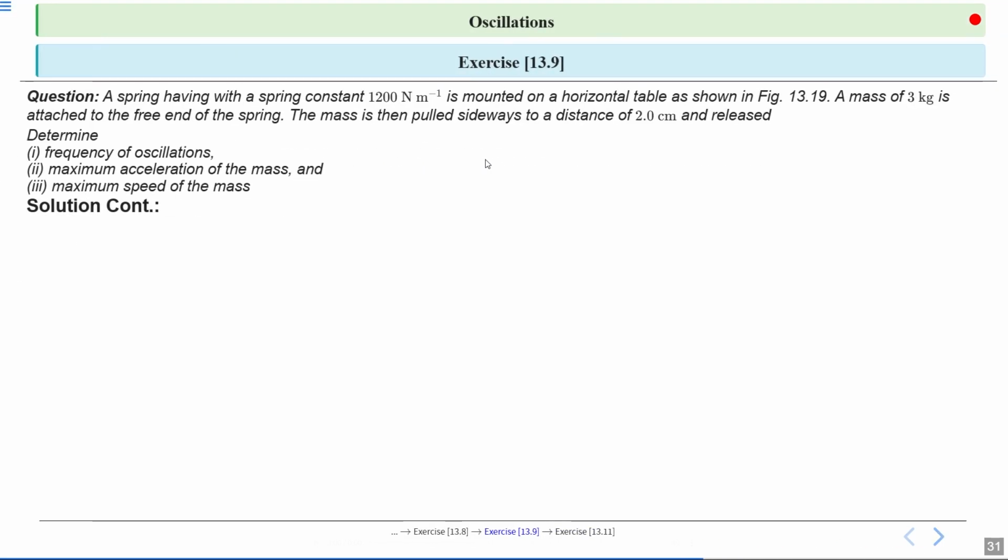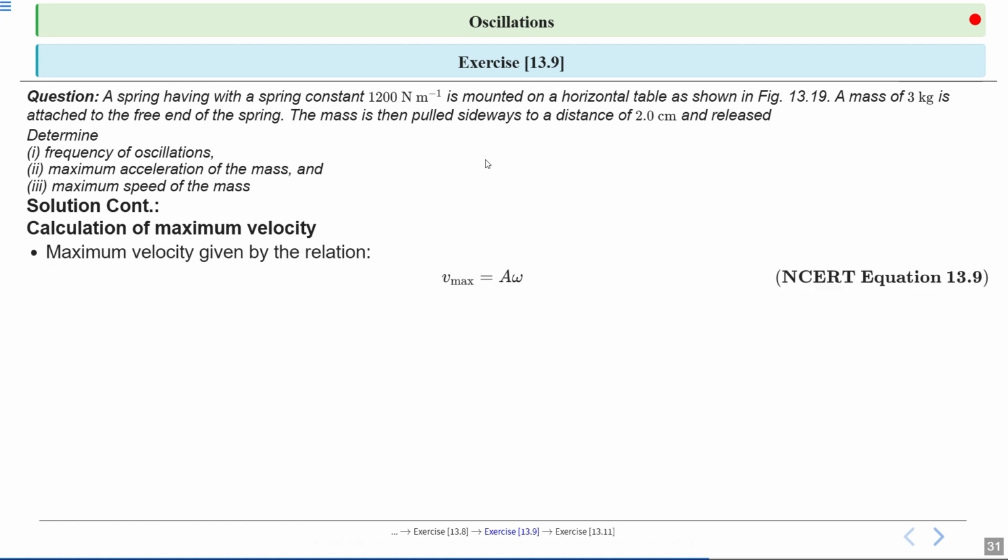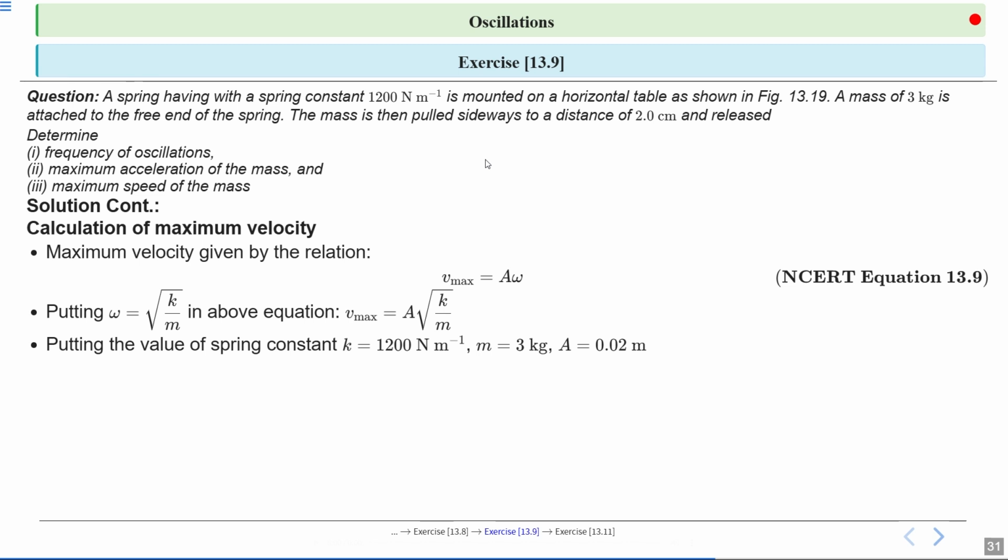Now calculation of maximum velocity. Maximum velocity is given by the relation V max is equal to A omega. So putting omega equal to under root k by m in the above equation, V max is equal to A into under root k by m. So putting the value of spring constant k equal to 1200 Newton per meter, m equal to 3 kg and A equal to 0.02 meter. So V max is equal to 0.02 into under root 1200 divided by 3.